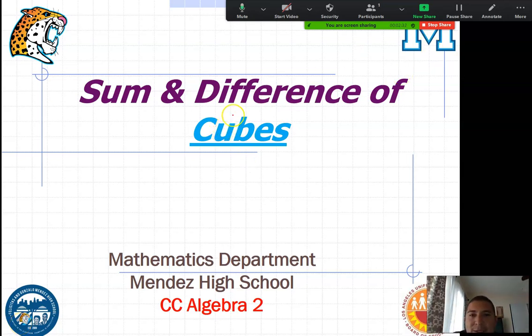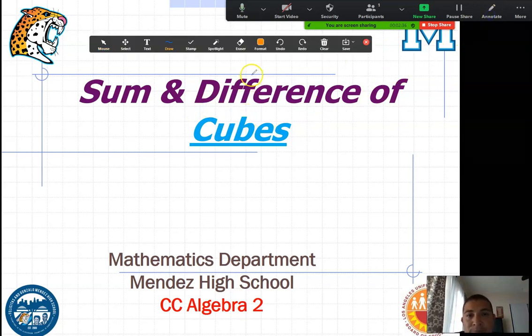All right, this lesson is called Sum and Difference of Cubes. This is a factoring technique that we're going to learn about. So this has to do with cubes, okay?